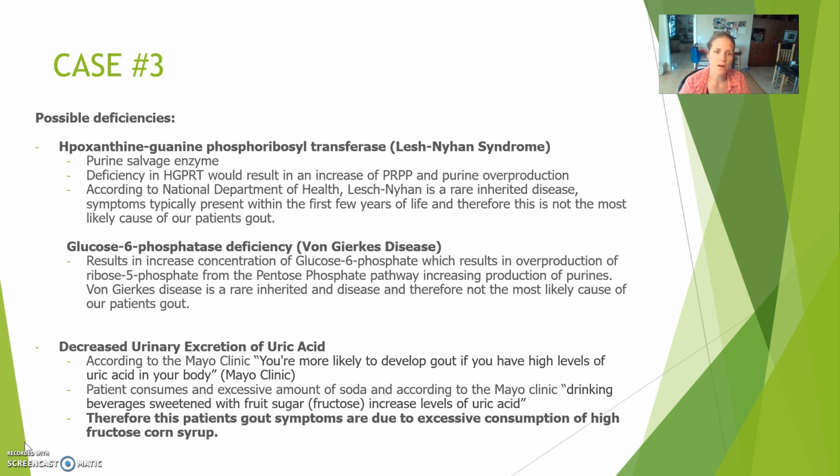But there is decreased urinary excretion of uric acid, and according to the Mayo Clinic, you're more likely to develop gout if you have high levels of uric acid in your body. This patient consumes an excessive amount of soda, and drinking beverages sweetened with fruit sugar, or fructose, does increase your uric acid. So therefore, this patient's gout symptoms are due to an excessive consumption of high fructose corn syrup.